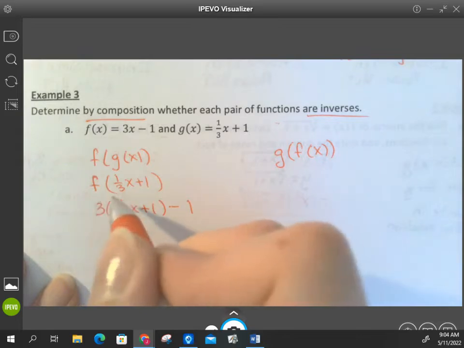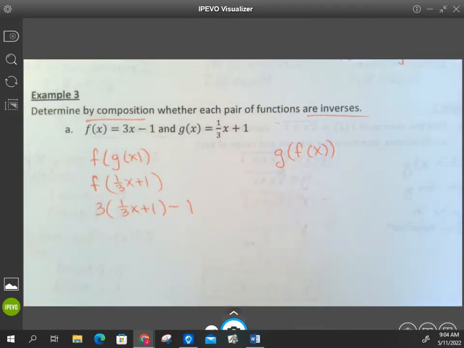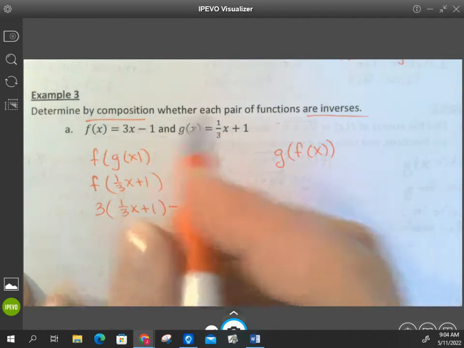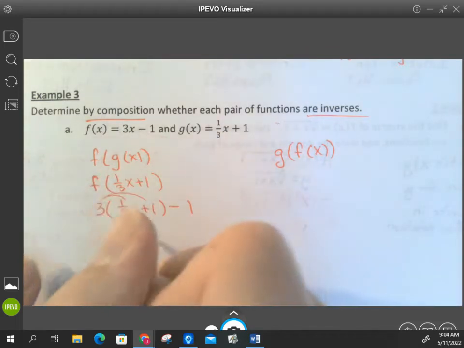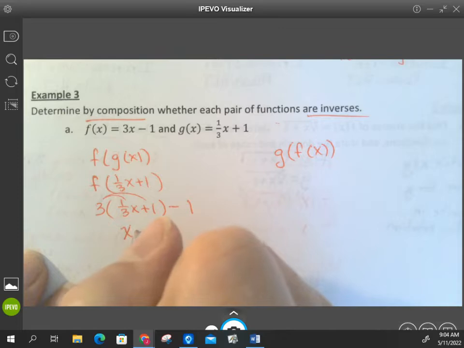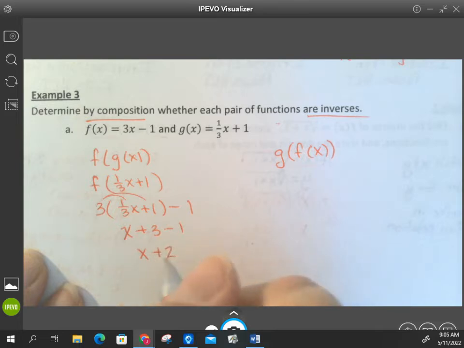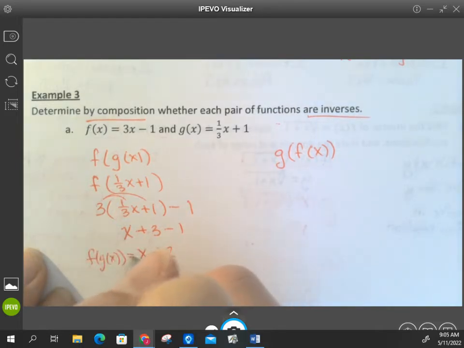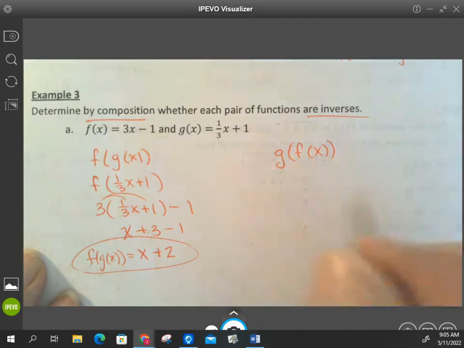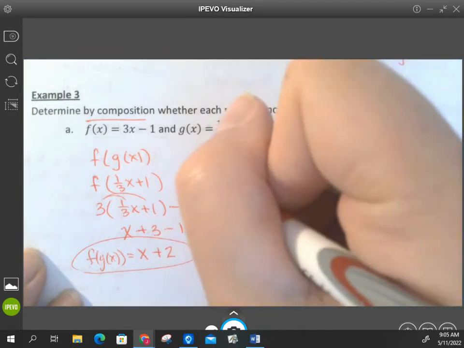I would distribute this first, and that's where we make the mistake. A lot of people are like, oh, 1 minus 1, and 3 times the third. This distributes, guys. I do get x, but I get plus 3 minus 1. So I end up with x plus 2. So f of g of x, does that equal x? Did it cancel itself out? No. So I'm done. These are not inverses.